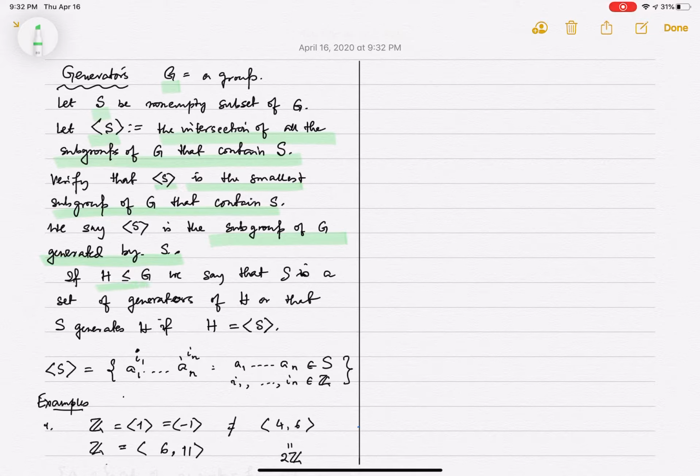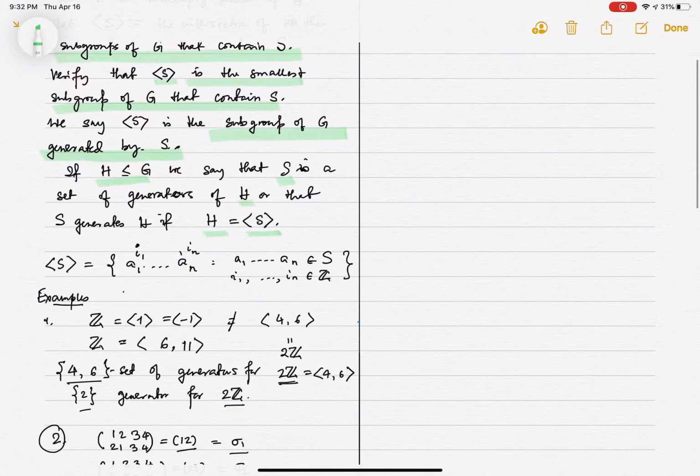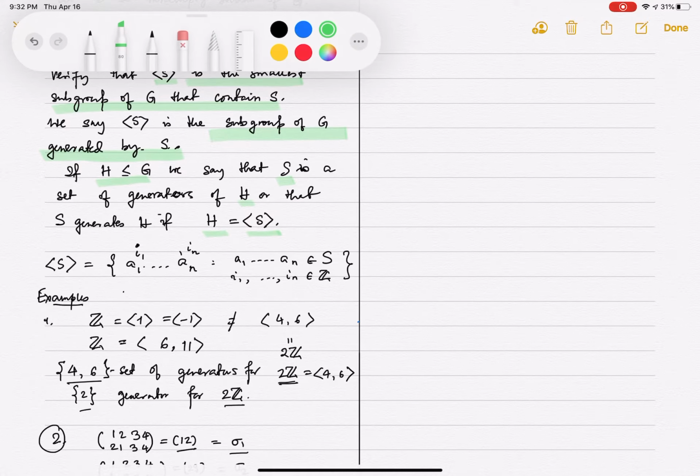And if you have a subgroup H of G, you say that S is a set of generators for that subgroup if S generates H, meaning angle bracket S happens to be H. Concretely speaking, this subgroup angle bracket S contains all products of powers of elements of S. All expressions of the form a1 to the i1 through an to the in, where a1, a2, ..., an came from S and i1, i2, ..., in are integers.